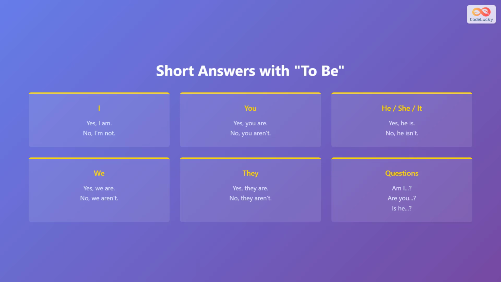Now let's look at short answers for each pronoun. When someone asks, am I? You answer yes, I am, or no, I'm not. For are you? You say yes, you are, or no, you aren't. For is he, she, or it? You respond yes, he is, or no, he isn't. For are we? You say yes, we are, or no, we aren't. Finally, for are they? You answer yes, they are, or no, they aren't. Notice how the pronoun and verb form in your answer match the question.